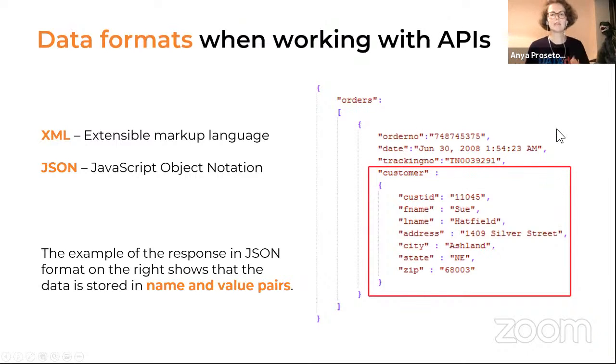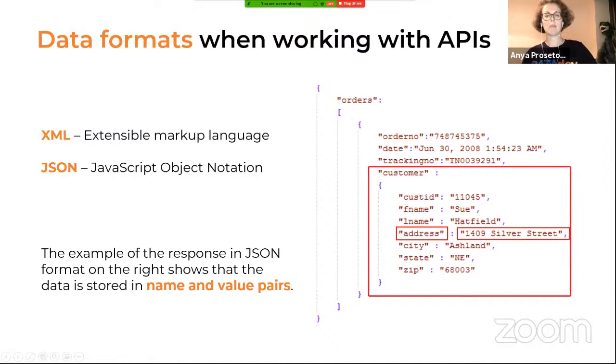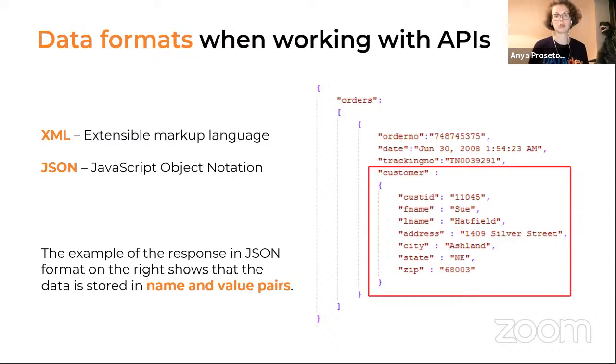And then the next level is going to be about our customer. So we can see our customer ID, their name, their address, and so on and so forth. For example, if we look at our customer, we get our name part, say it's an address, and then the value for this name part is the actual address of this customer. So that's just a quick introduction of how the JSON response is going to be structured.